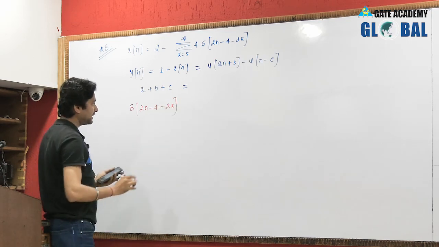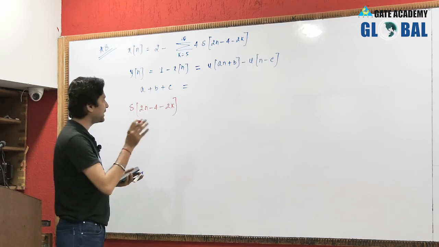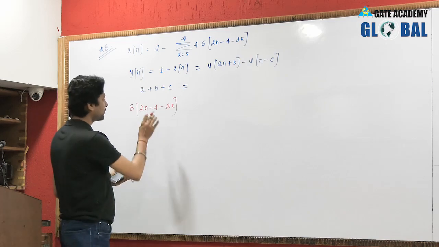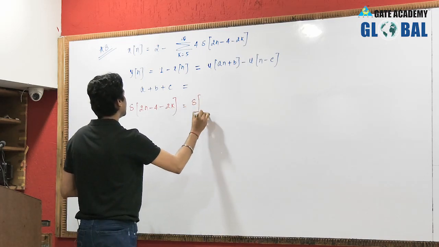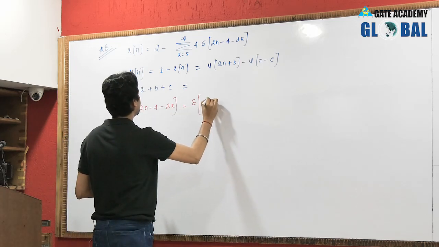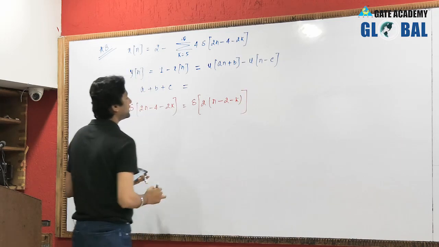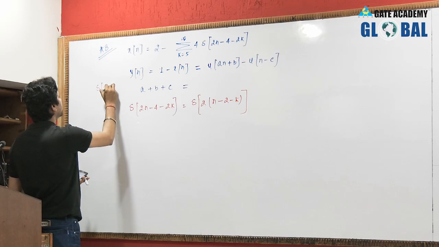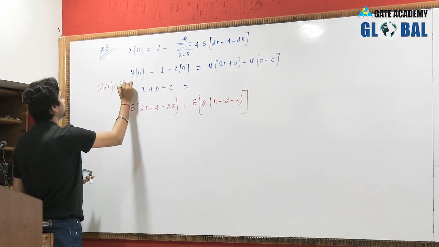Actually, we have not studied discrete time impulse function in live sessions, but you have studied this type of questions in GATE Academy Plus lectures, so we can include it. Therefore, it is del of, if you take 2 common, n minus 2 minus k. And you know from the property of impulse function that del of alpha n is equal to del of n only.